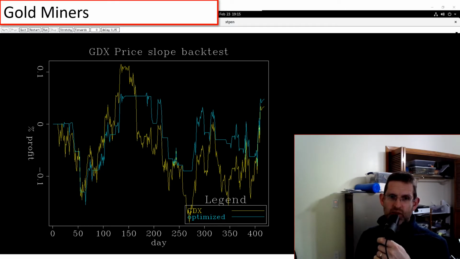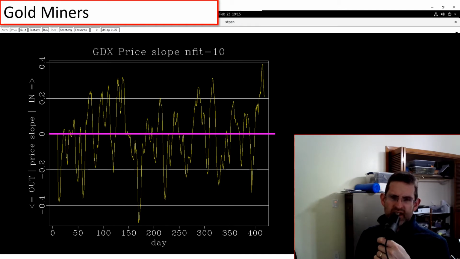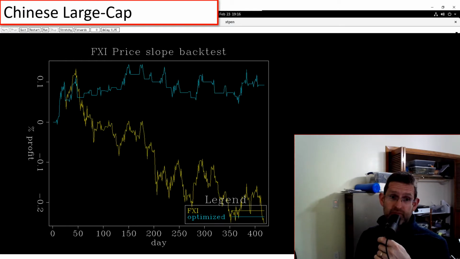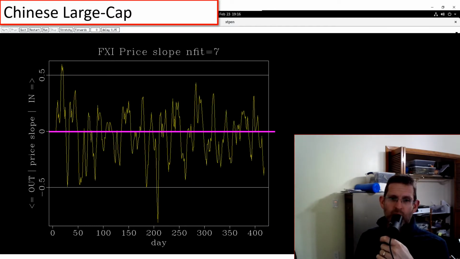Here's GDX, gold miners. I'm currently in GDX, and it's one of the few things doing well right now. Here's FXI, Chinese large cap stocks. It's an interesting method. It's been a horrible 14 months for FXI, but the price slope method does keep you out of trouble, and we got about a 10% return if you would have traded that over the last 14 months. I'm not currently in FXI. Notice the really short 7-day prediction window.